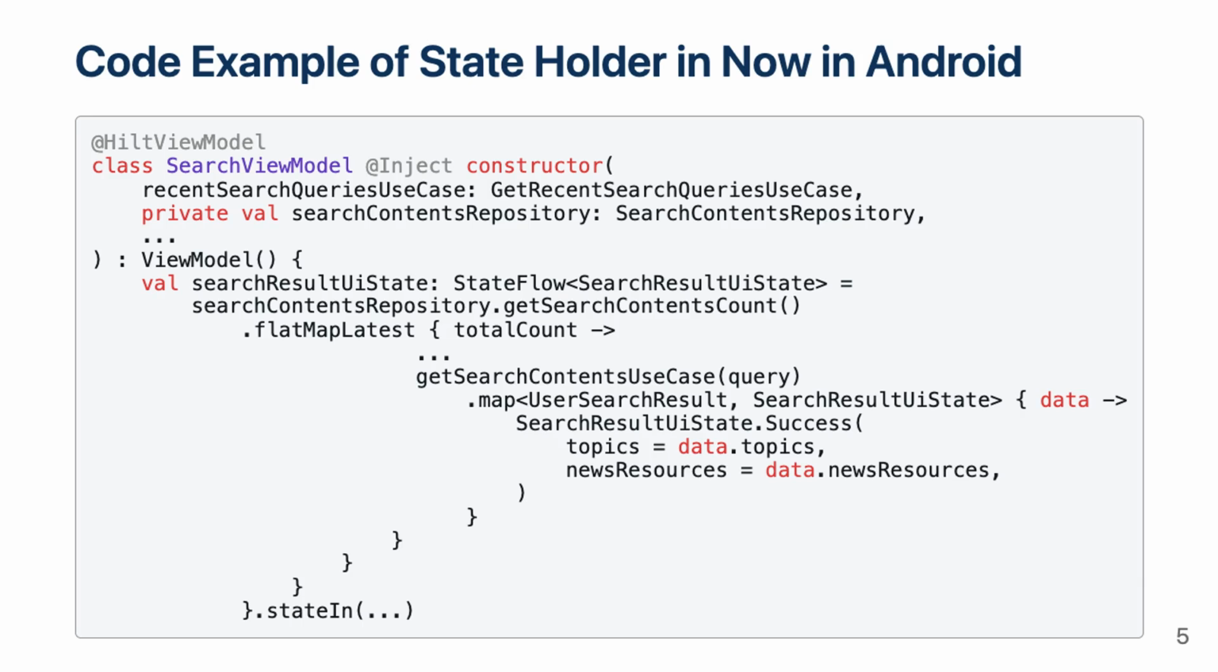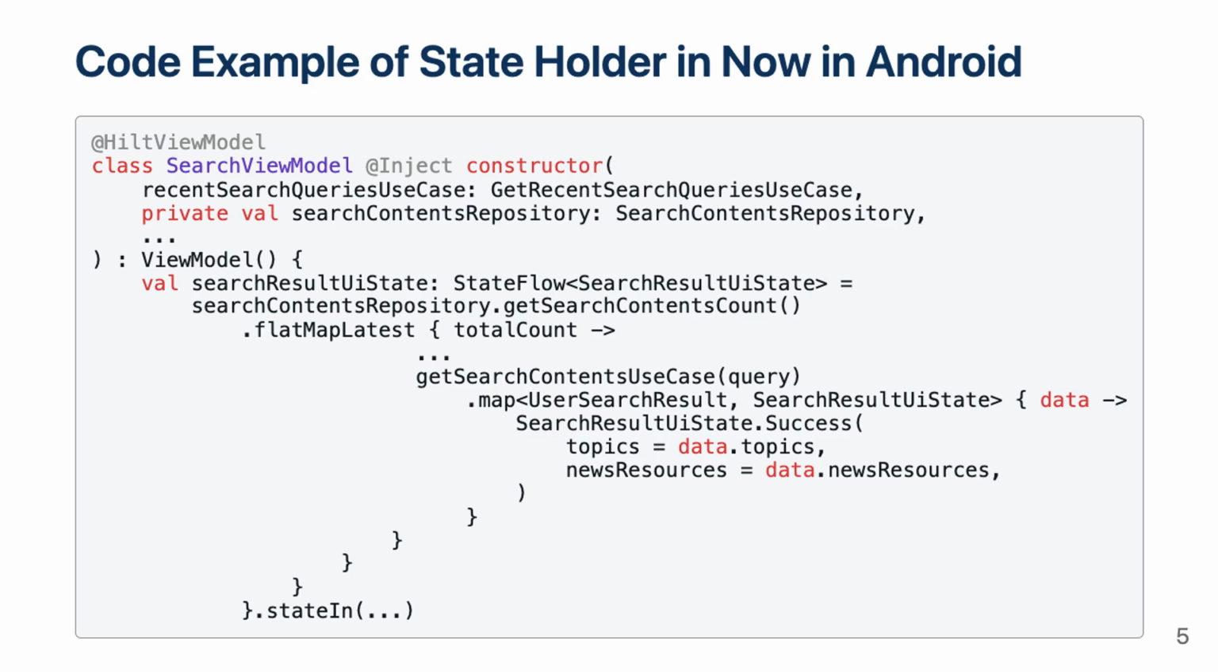The state holder, the SearchViewModel, uses the repository and use cases to generate the SearchResultUiState. Because it inherits from ViewModel, it can automatically handle configuration changes. The SearchResultUiState is declared as a StateFlow, and when its value changes, the composable function detects the change. The following video explains in detail the mechanism by which these value changes are detected.